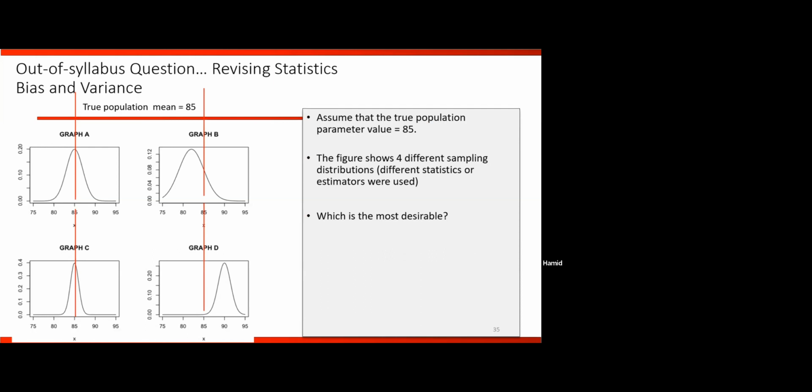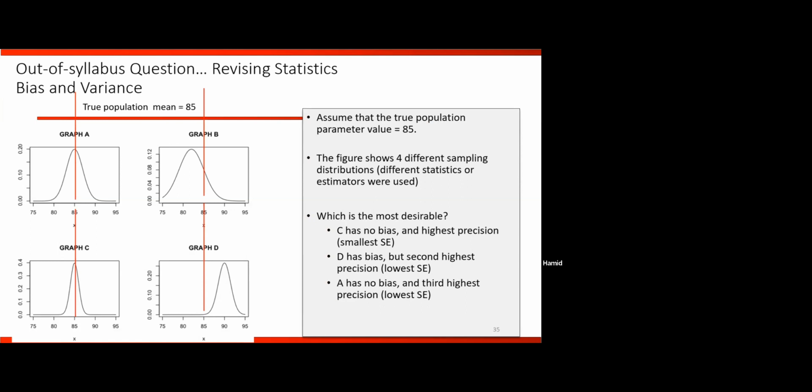Although in all of them you end up saying that maybe your mean is 85, you can see one has no bias, and you have the highest precision because they're very close to 85. One has some bias, and another could have some bias, but at the end, it seems A and C are the closest for estimating the mean of 85 for a population.